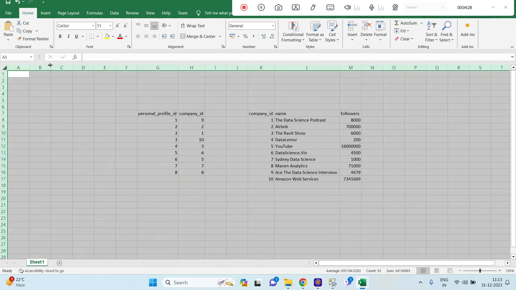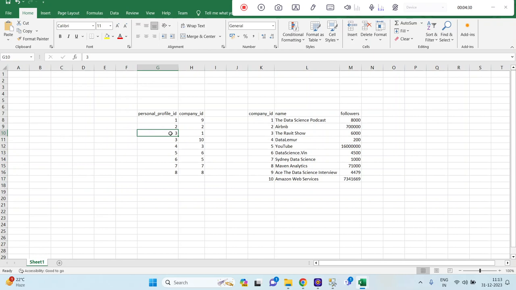Okay. Now if you see over here, personal profile ID 3 is working for which companies? Company ID 1 and 10. Company ID 1 means 8,000, right? And 10 means 734. So here we need to do the summation of these two, this plus this.